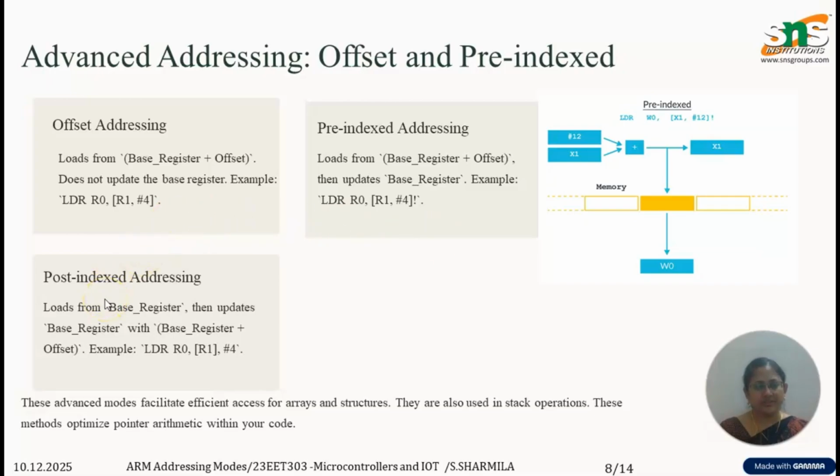And the third one is the post-indexed addressing. It loads from the base register, then adds the offset afterwards. For example, LDR R0, [R1], #4. These are all extremely useful for array indexing, pointer arithmetic and stack operations.